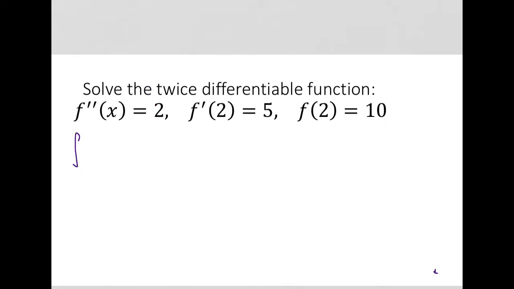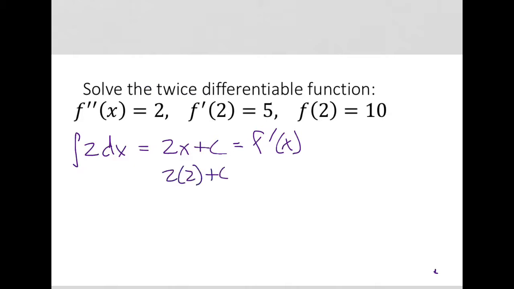of x. So I'm just integrating the function 2 with respect to x, which means I will get 2x plus c, and this is going to be my f prime of x function. And I know a point on f prime, so I need to plug that point in. So my x value is 2, so I get 2 times 2 plus c equals 5, the y value there. And so c equals 1, and so I know that f prime of x equals 2x plus 1.